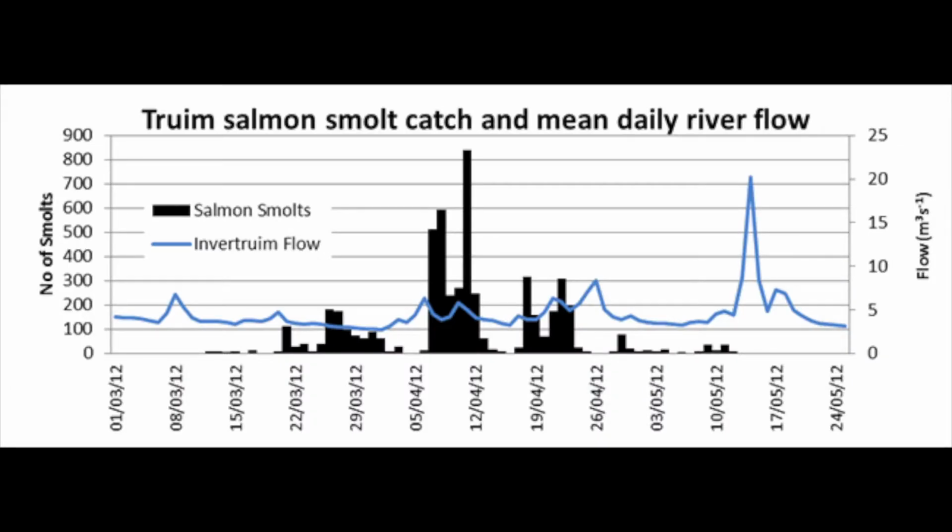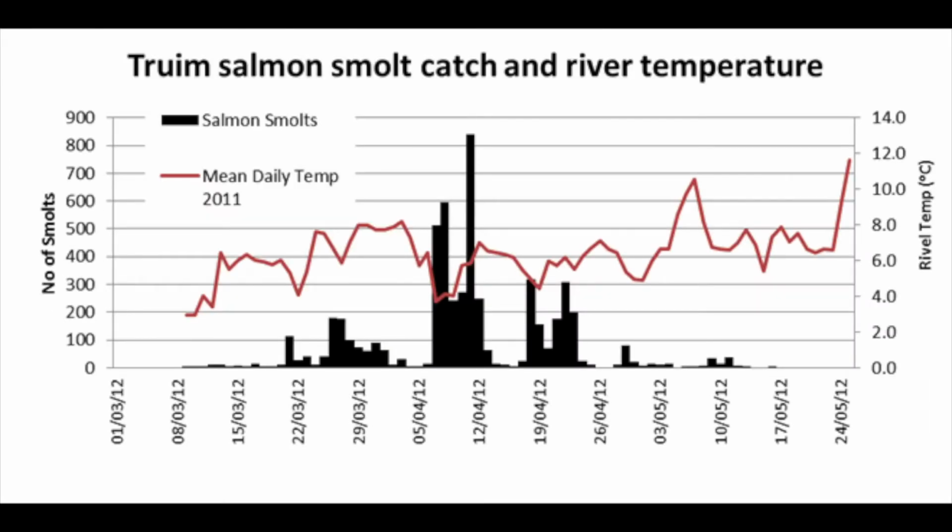And then here, from a different site in a previous year, is an example of recording river flow in the context of smolt monitoring. And finally here is river temperature with the same data set.